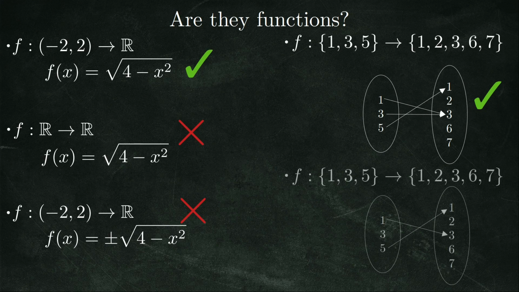What about the last one? So this is not a function. The reason is 3 there doesn't get mapped to anything. So we don't have an output for every value in the domain.